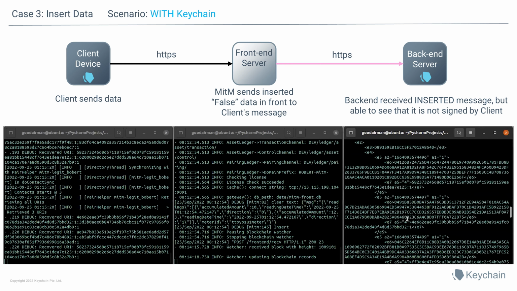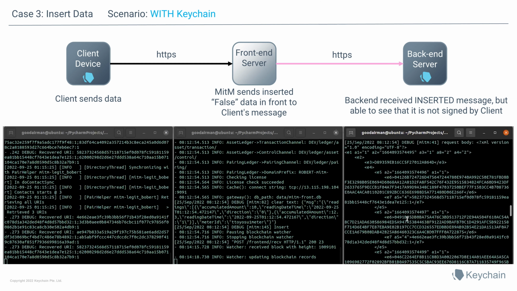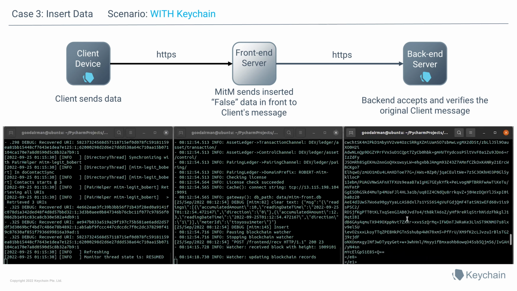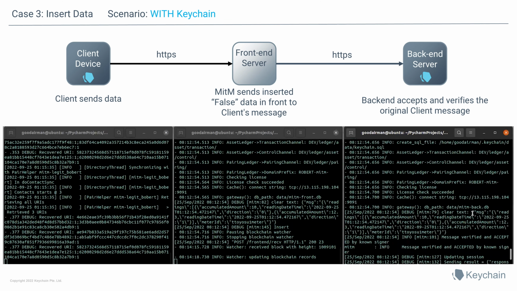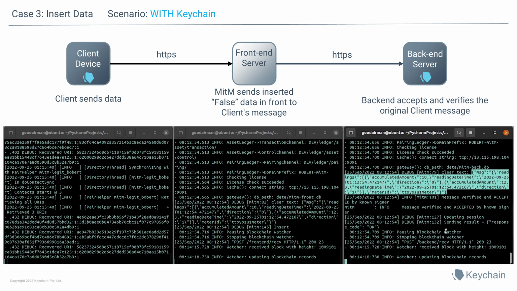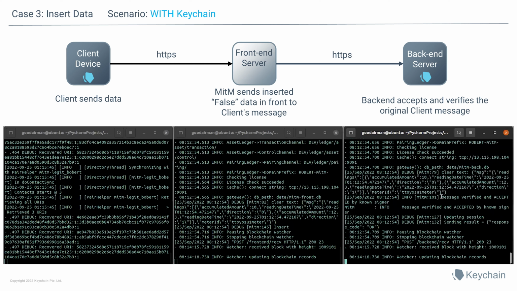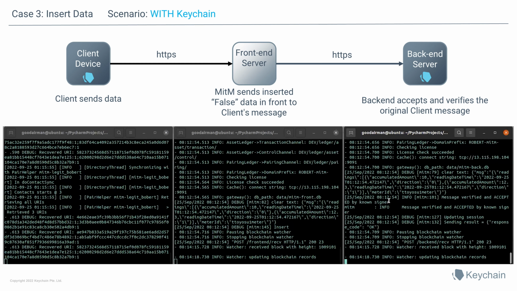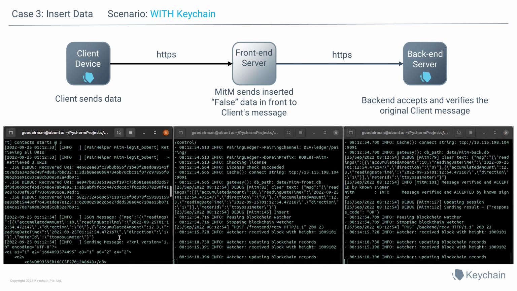Now, this is the second signed and encrypted message it received, which was obviously the original message that was sent by the client. And so it decrypted the message, and this is what it is. And because it was expecting it to be signed by the client and not by someone else, you can see here that it was able to verify the message, and it accepted the message because it was signed by a known signer. That is our demonstration of running with Keychain enabled, running in insert mode.